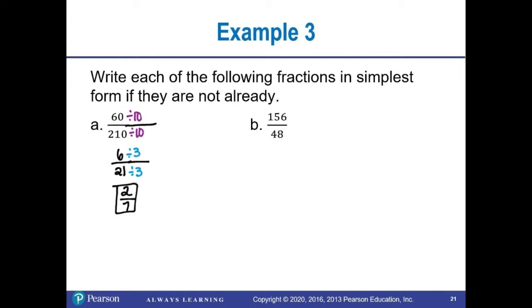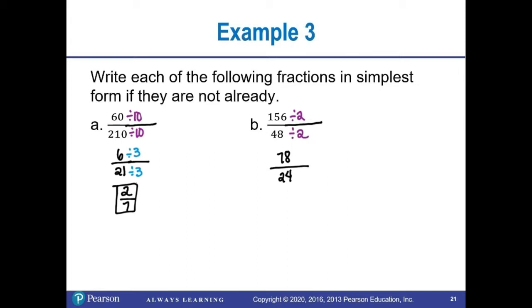Look at part B. We have 156 over 48. These have a common factor of 2. They're both even numbers, so I know that 2 is a common factor. Divide the numerator and denominator by 2. 156 divided by 2 is 78. Use your scratch paper. And 48 divided by 2 is 24.